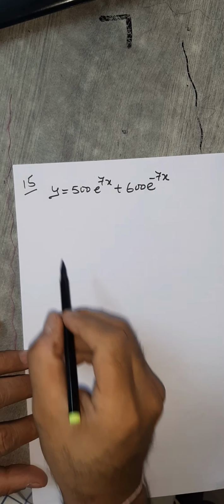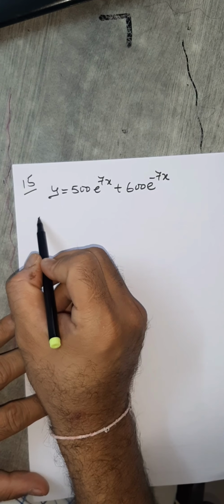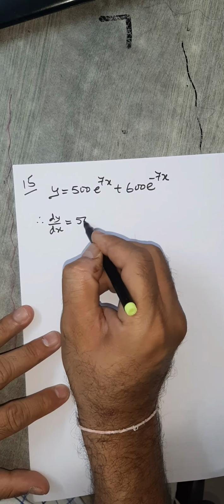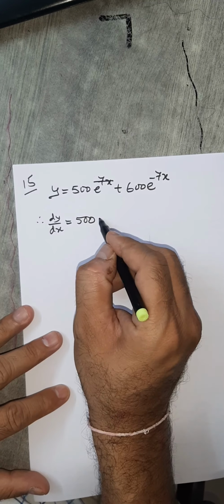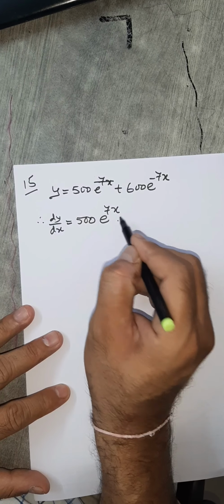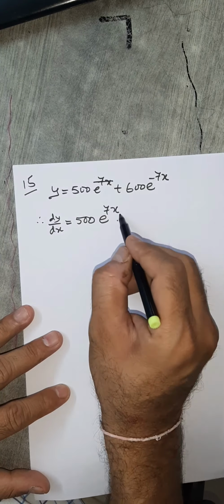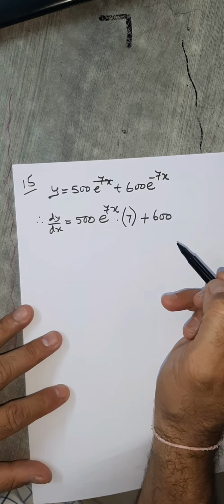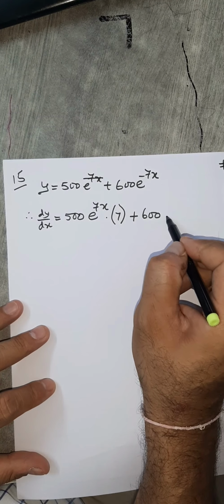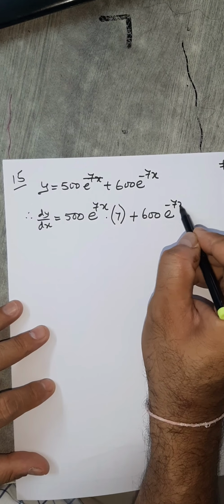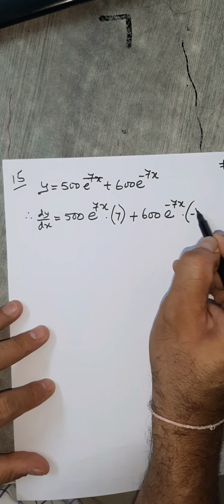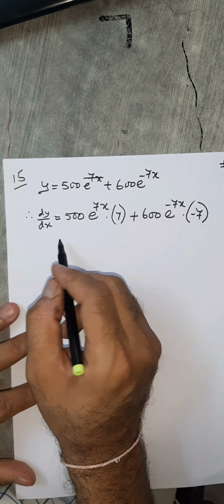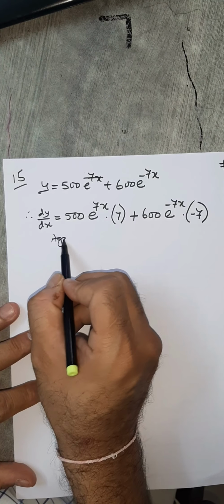The next question, number 15, you have y equals to this, you want dy by dx first. So 500 being constant as it is, imagine this is x, derivative of e raised to x is e raised to x. By chain rule, derivative of 7x is 7, plus 600 as it is. What is the derivative of e raised to minus 7x? As it is, into, by chain rule, minus 7.